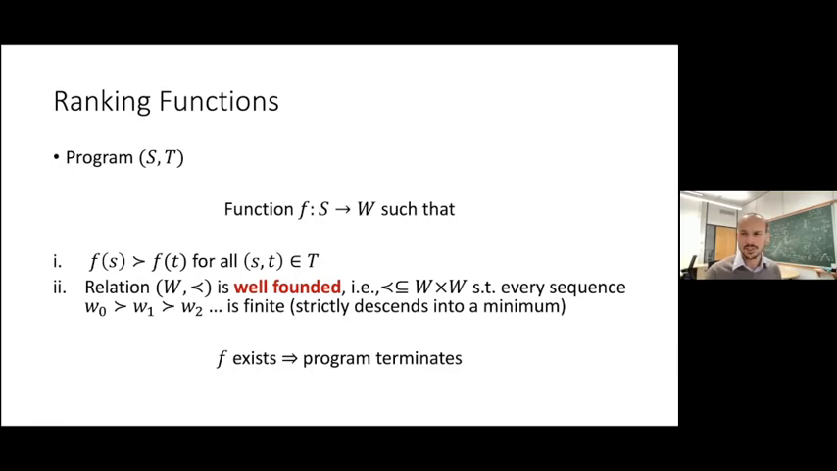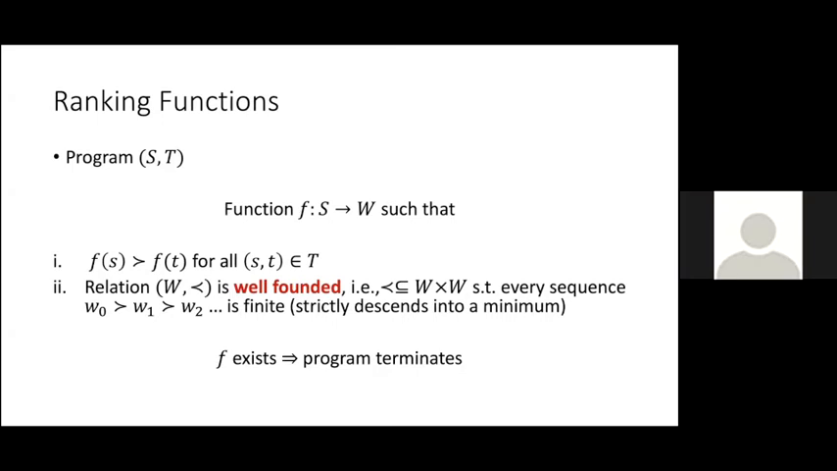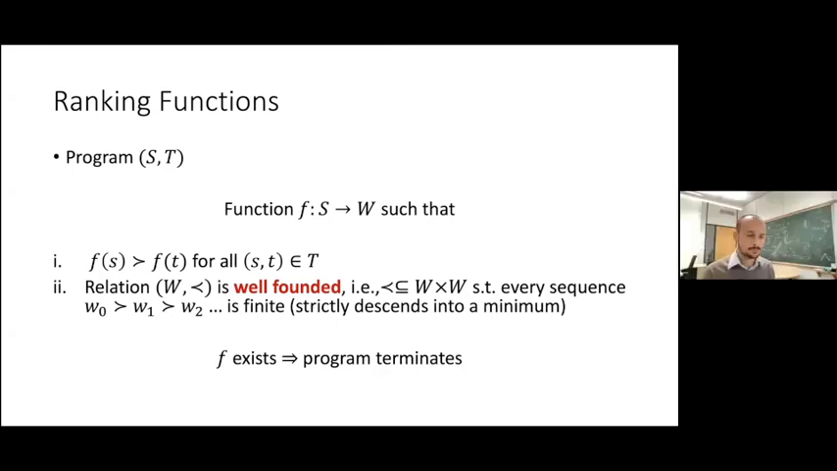This is normally shown by giving a ranking function. By giving a ranking function, the ranking function is the proof that the program terminates. What is a ranking function? Well, it's a function from states. So it maps states into a well-founded relation.